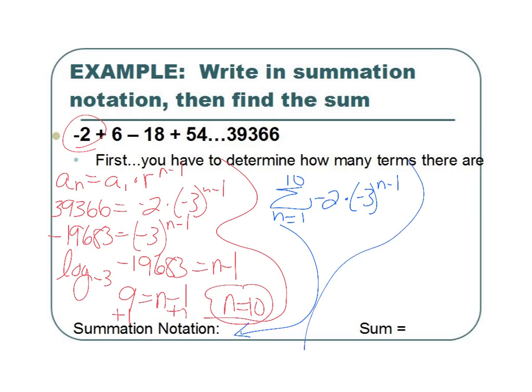Last part, actually find the sum. We have all the information we need to use your formula. So looking back at your previous notes, the formula for a geometric sum: take your first term. We know that it's a -2. Multiply it by 1 minus -3 to the 10th power. That's all over 1 minus -3.